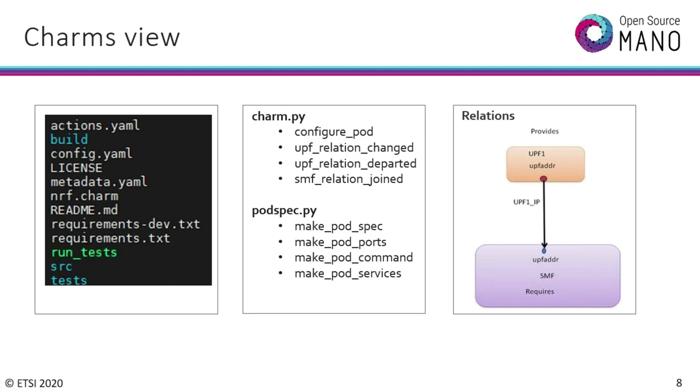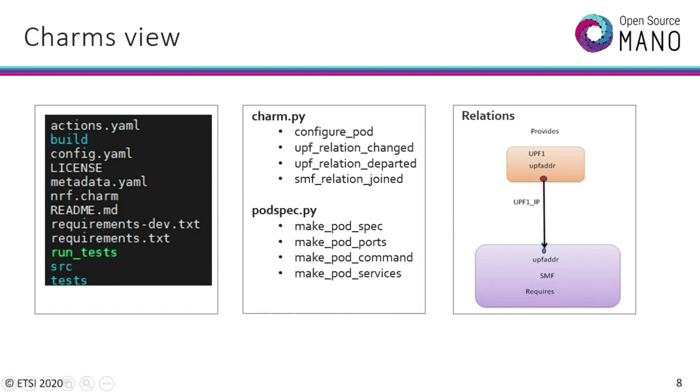Let us get deeper into the charms views. This is the charm structure we'll be using, and this is the charm that helps us deploy and configure our pods. Here is the actions.yaml, where we can configure our day 1 and day 2 actions, and this is the configuration file. In metadata, we can specify the type of deployment that we are going to do. There's a source folder which has two files, charm.py and podspec.py. In charm.py, the configure pod function is going to call make pod spec, where we can give the ports we want to expose, the services we want to create, or the command that has to be run as part of the application.